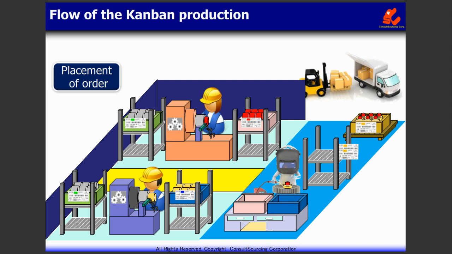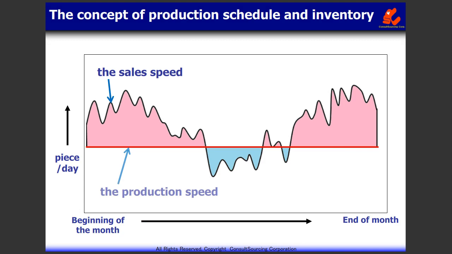In this way, the Kanban is issued from the post-process to the previous process in order to pick up the parts required. Instruction for production is provided moving backwards of the processes. When products are shipped following the orders, the Kanban is issued to manufacture products. This means that if no products are shipped, no production instructions will be given. The Kanban enables to achieve the production concept of the right material at the right time at the right place and in the exact amount. In this way, the production speed can follow the sales speed.